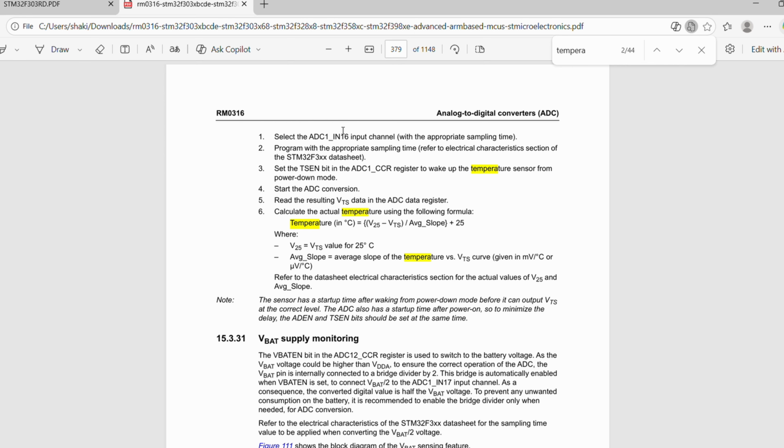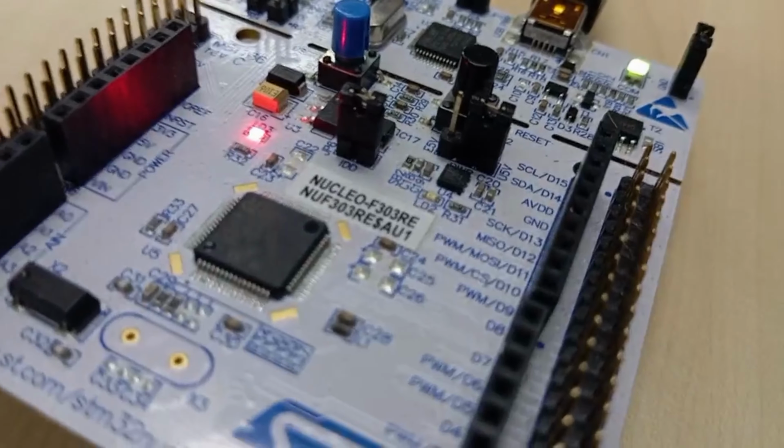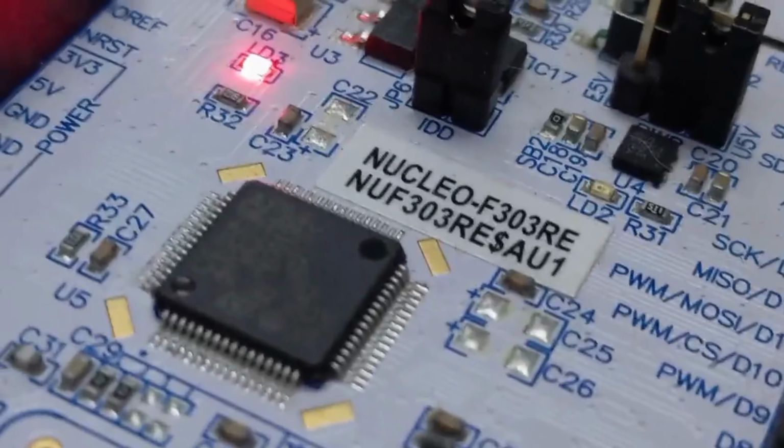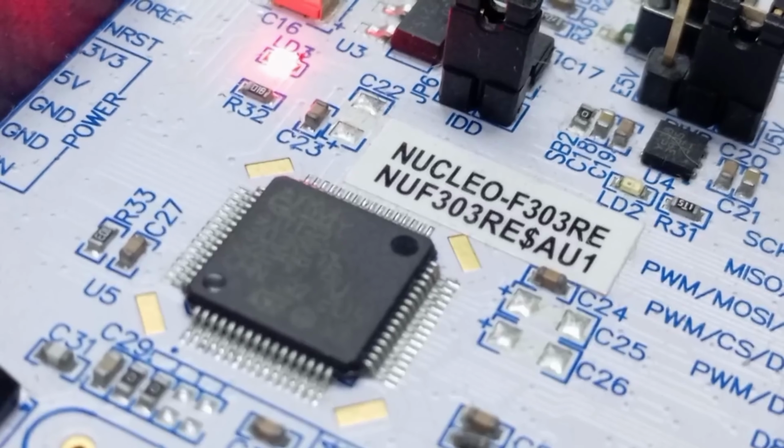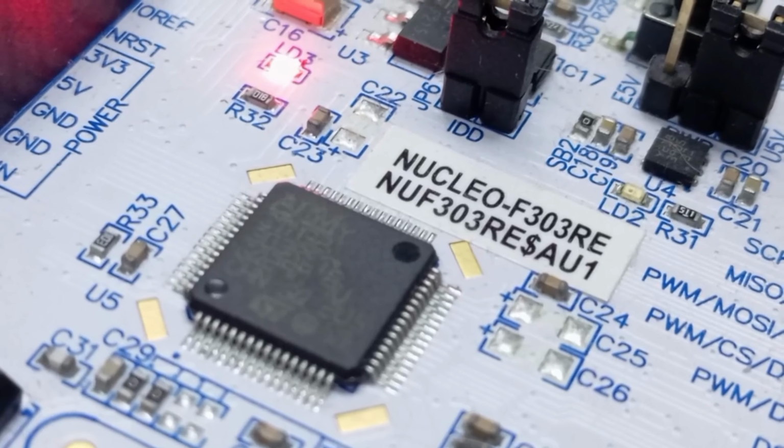I was trying to explore more on this. Maybe if I have time, I will explore more on the internal temperature sensor of the STM32F303RE, instead of hooking up an external temperature sensor as well. It is good practice, learning from the data sheet and reference manual.